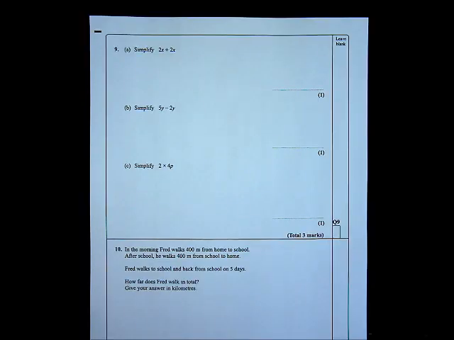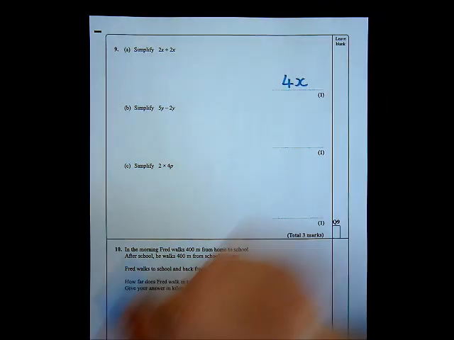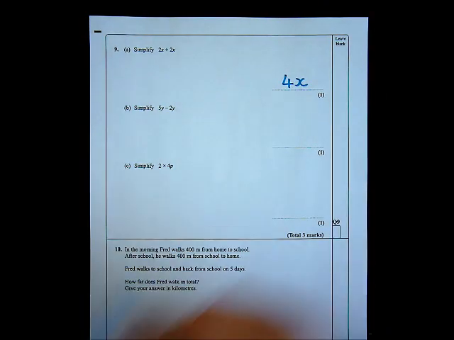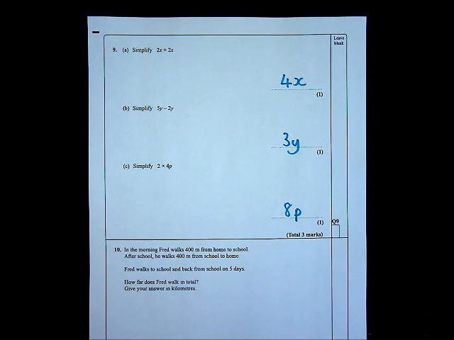Question number 9, I'm asked to simplify 2x add 2x, which would just be 4x. 9b, I'm asked to simplify 5y, take away 2y, which would be 3y. And 9c, I'm asked to do 2 times by 4p. And 2 lots of 4p would be 8p.